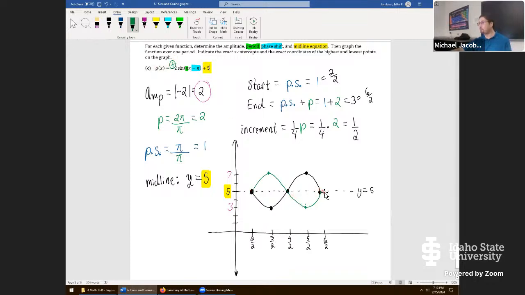But throw in a negative, and we're reflecting the whole graph. What we're reflecting across, though, is the midline equation right here. So that negative sign made it go like this instead. Any questions about that so far?